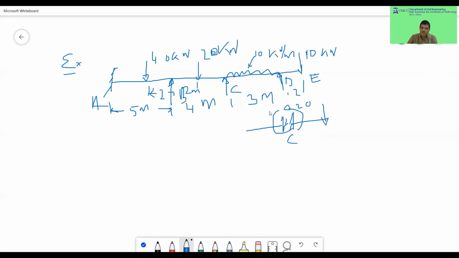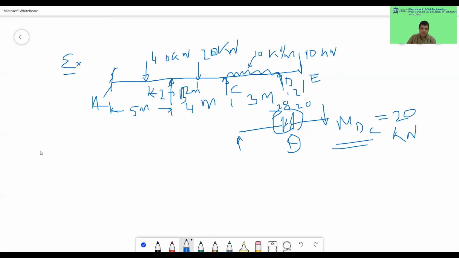Here it is plus 20 kilonewton. So MDC, this is D. MDC is given. MDC is known, which is equal to plus 20 kilonewton meter. So you have to keep this value, balance this value first, and then nothing will carry over from C to D as you have seen in the last problem. So let us find out the solution of this.